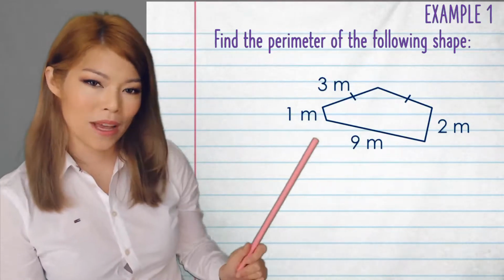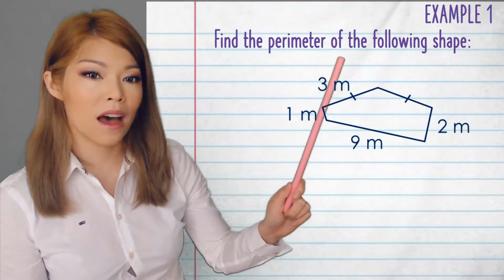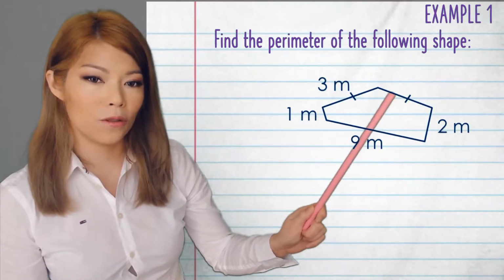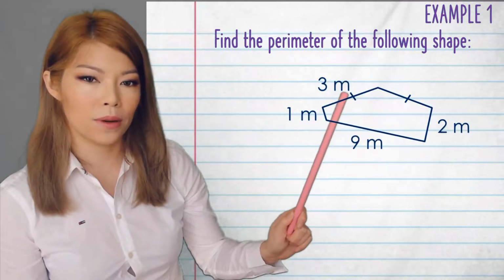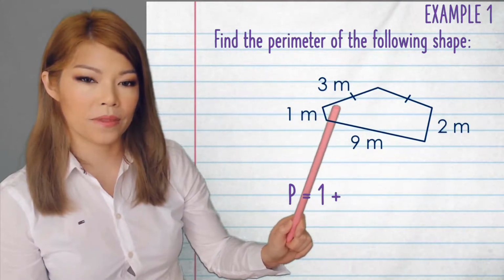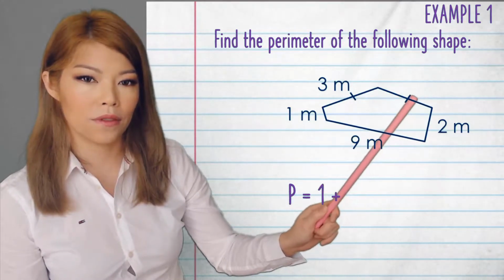So in this case, we have an example. Find the perimeter of the following shape, and we're missing one side. So we must fill that in with the information given. This symbol here means these two are the same. So we're going to write 3 meters over there when we get to it.